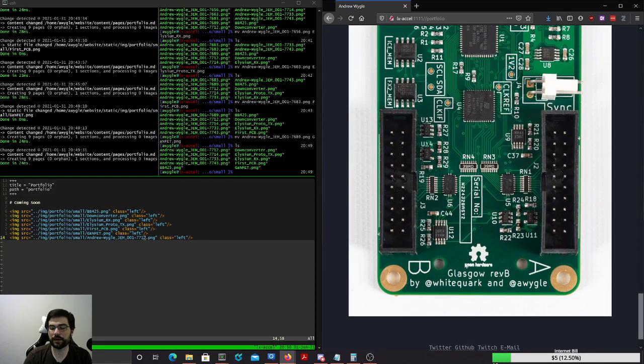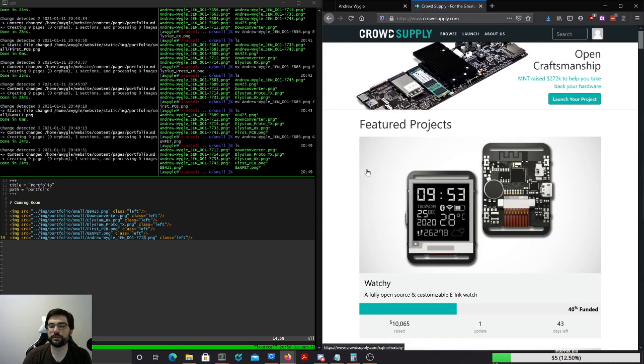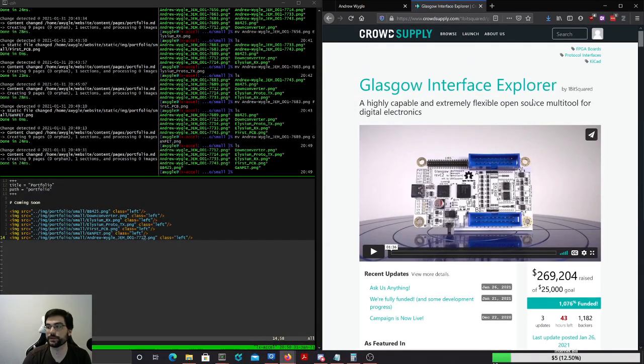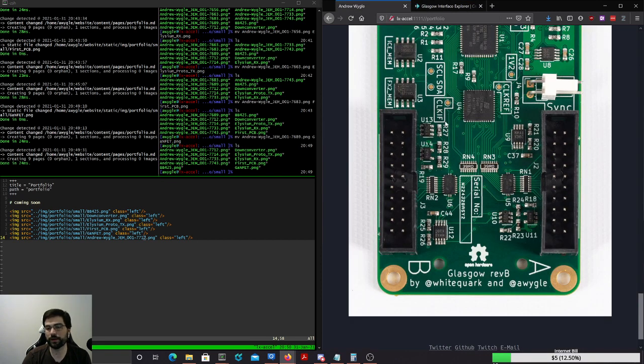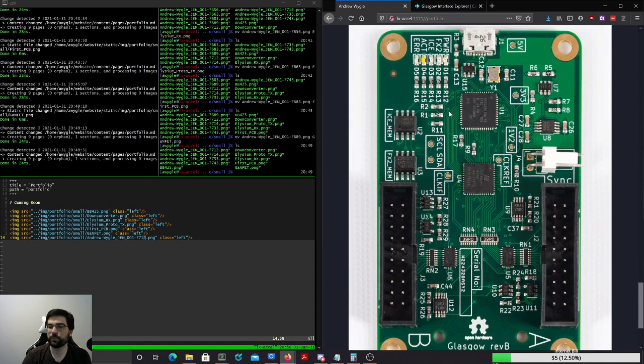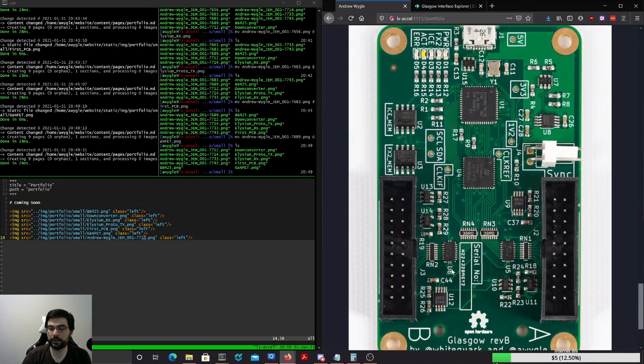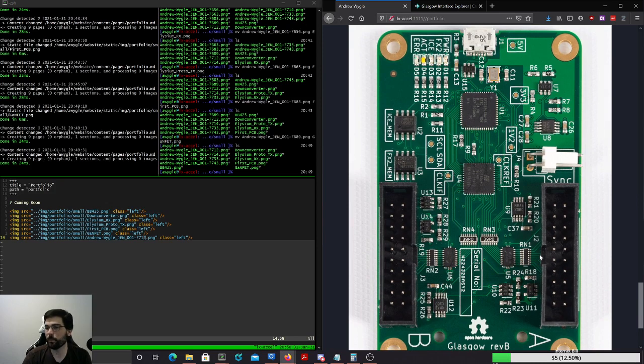Okay, here we go. So this is Glasgow Rev B, I believe. Actually, let's check. Crowd Supply. So Glasgow is, or was, 43 hours left. Okay, so go get yours. Glasgow is basically a multi-tool for electronics. The idea is that you have your FTDI cable and your Xilinx programming pod and your logic analyzer and so on, and Glasgow was designed to replace all of those. It's a very configurable device. It's built around an FPGA, an iCE40 specifically. It has protection on the I/O ports, so you basically can't blow it up. It can interface with anything from 1.2 to 5 volts, or maybe even lower than 1.2.